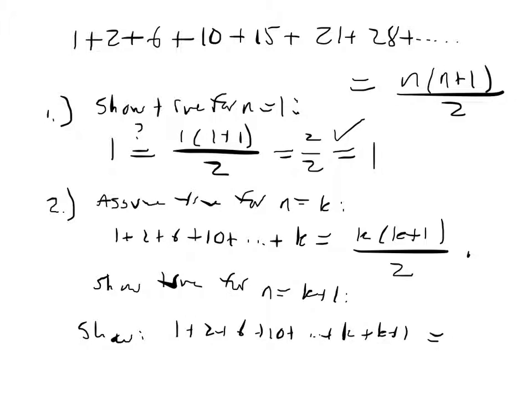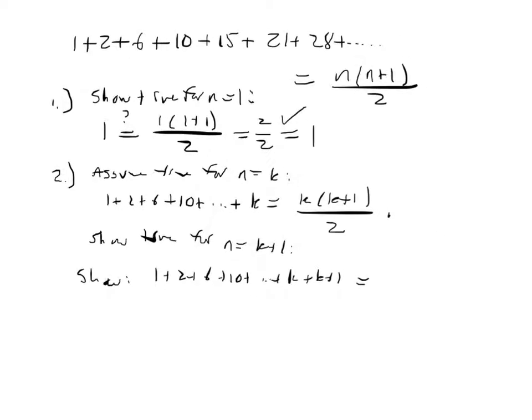equals, let's see, if I look at k plus 1 for my formula, I'd have to show that that equals k plus 1 times k plus 2 all over 2. The question is, how am I going to do that? And the key is I want to look at the left side here and compare it to the left side here. What's the difference between these two left sides? I've just added a k plus 1.